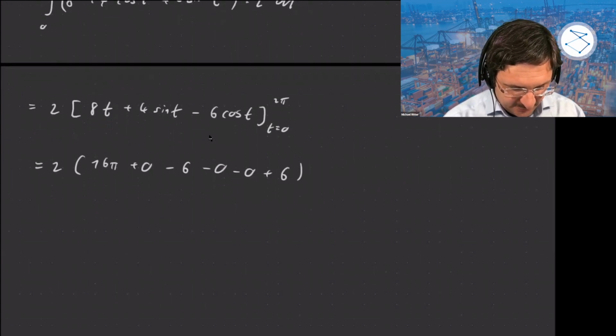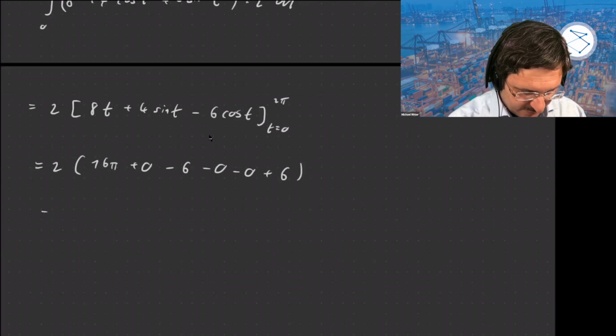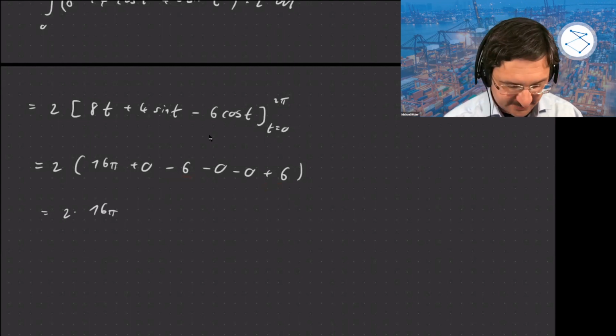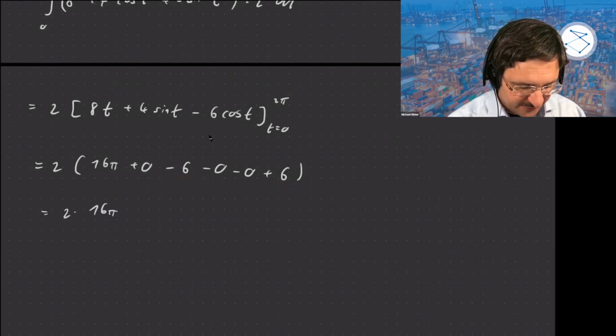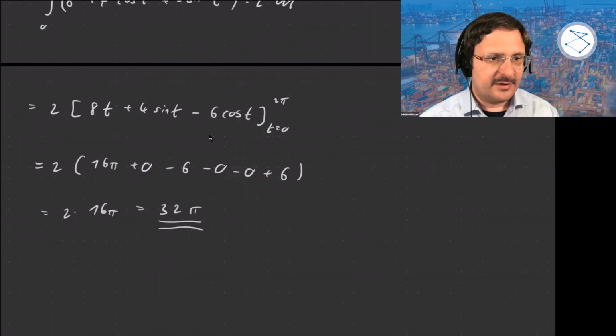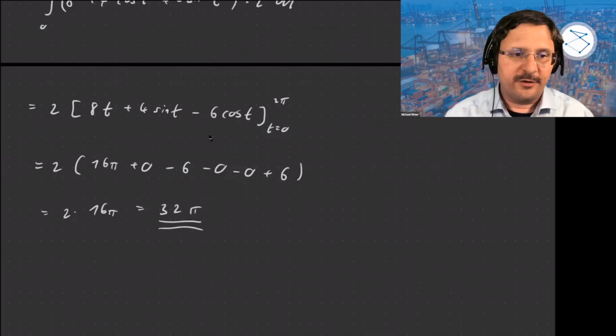So all in all, we have 2 times 16 pi minus 6 plus 6 cancels out. So the end result is 32 pi. And that's the area that we're looking for.